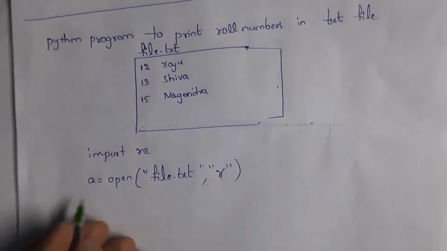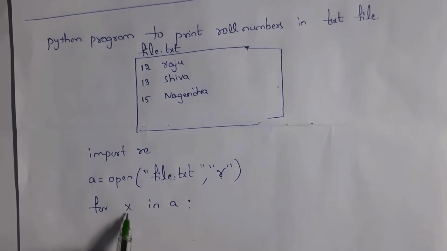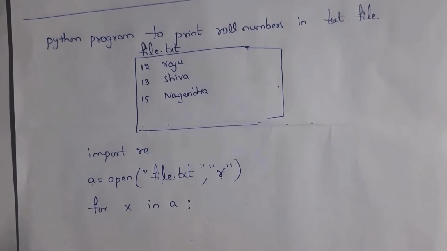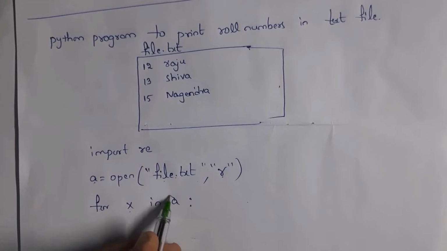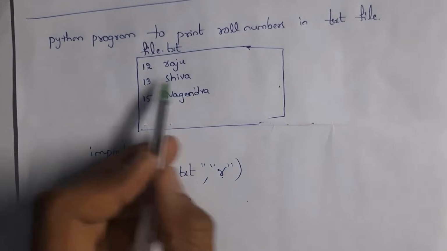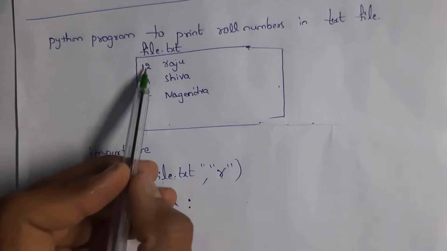After that I am writing for x in A. Whenever you write for x in A, where x is a variable, this variable A contains file.txt. So whatever data is present inside this file.txt is stored in variable x. Now this variable x contains this information, and I want to print only roll numbers.